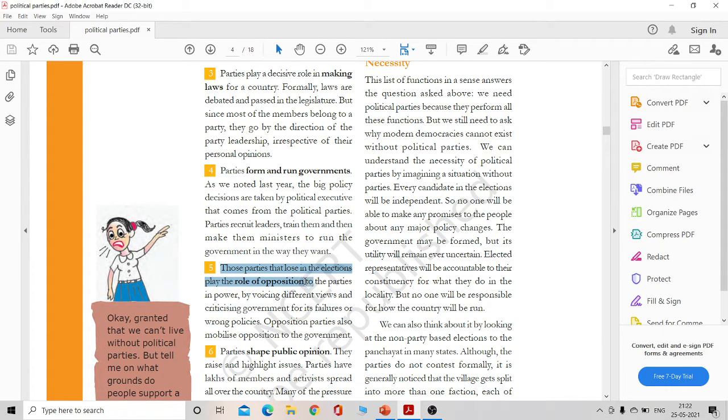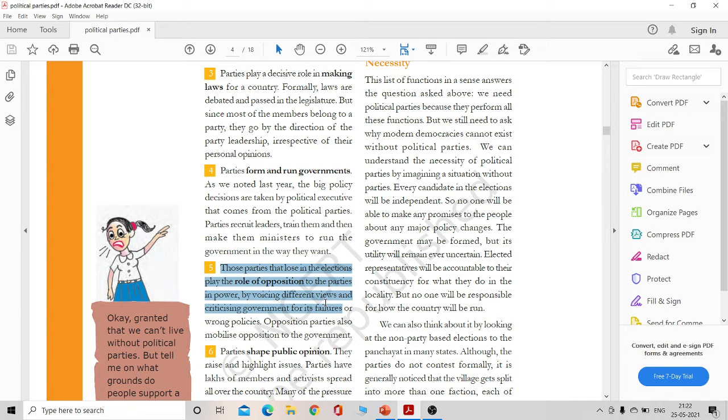We all know that they form the role of the opposition to the parties in power, and by voicing different views and criticizing the government about its failure, or about its various policies that have not met the target, the opposition keeps the ruling party in check.